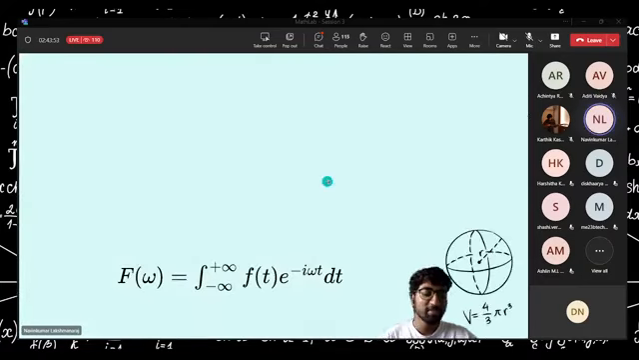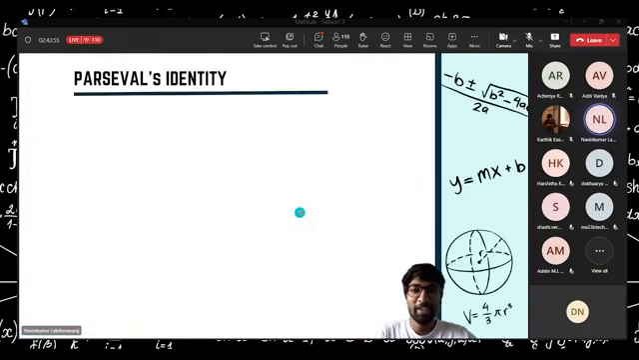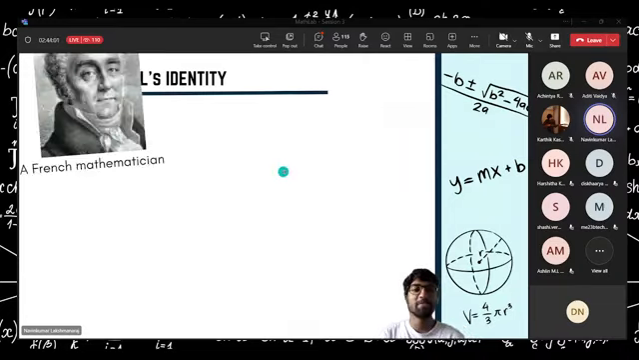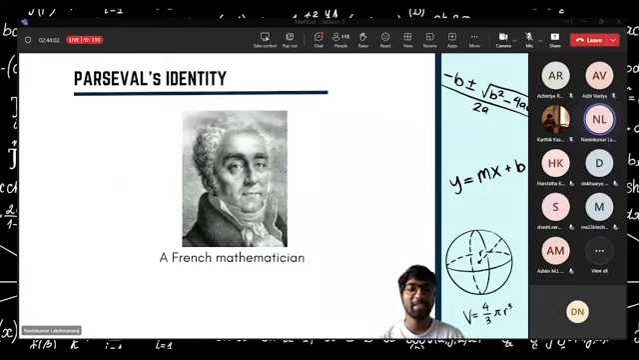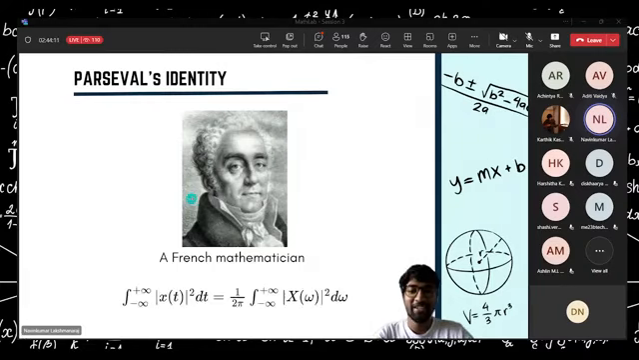So one pretty important thing to look at is what's known as Parseval's identity. If any of you are wondering what that is, it's Parseval, French mathematician. Yeah, that was my attempt at a pun. But on a more serious note, Parseval's actual identity is what is given here below.